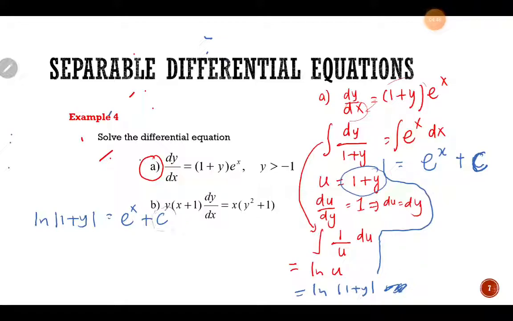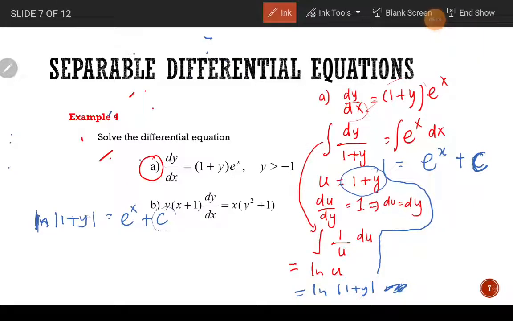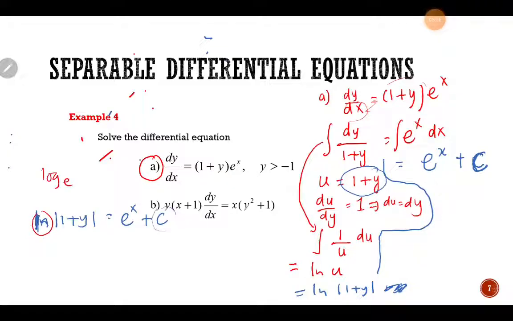This c will represent the whole constants. Okay, we almost there, kita dah dapat dah, tapi kita nak jawapan dalam bentuk y. So nak dapat jawapan dalam bentuk y, we have to convert this from logarithmic to exponential form. We tahu log ni adalah log base e, right? So maksudnya kat sini 1 plus y ni adalah bersamaan dengan e to the power of x plus c.